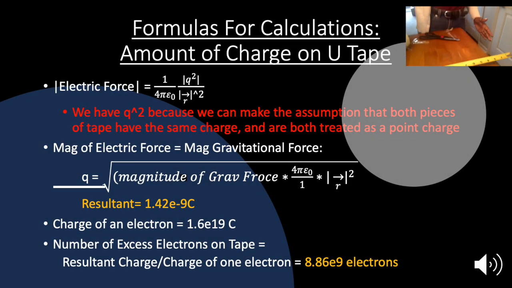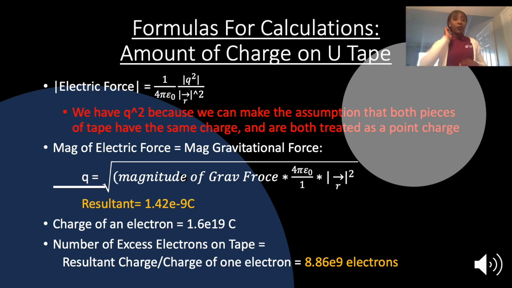Now let's go ahead and calculate the amount of charge that's on the U-tape. So we know the magnitude of the electric force equals 1 over 4 pi epsilon naught times the magnitude of Q squared over the magnitude of r squared. This is Q squared instead of Q1 times Q2 because we can assume that both pieces of tape have the same charge and that they are both treated as point charges.